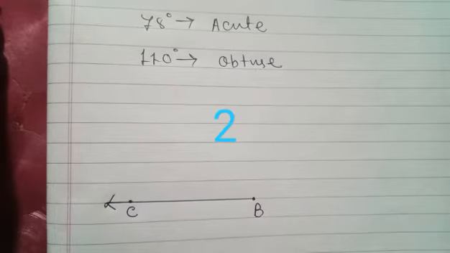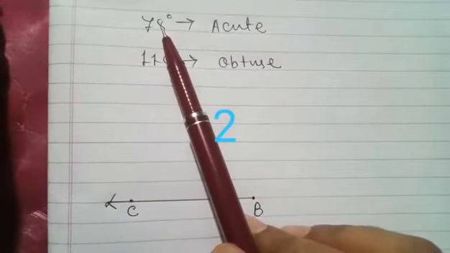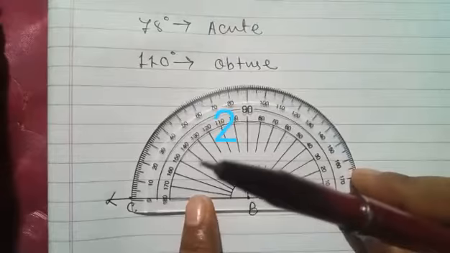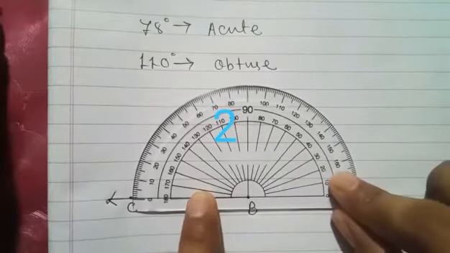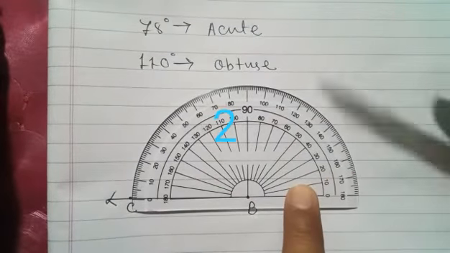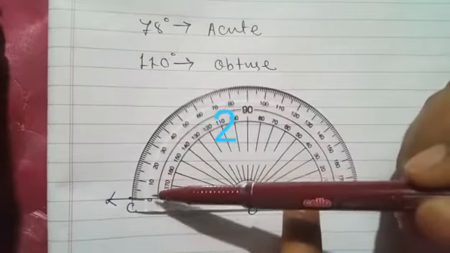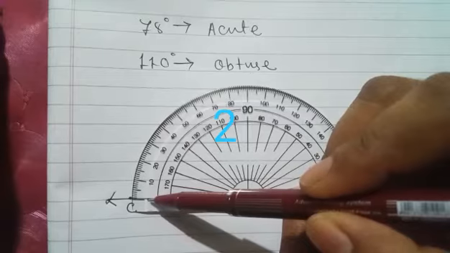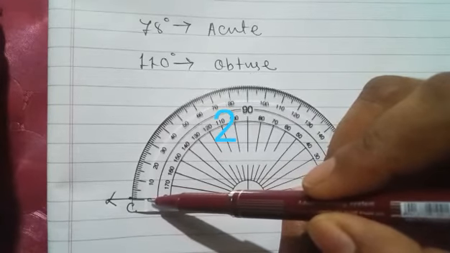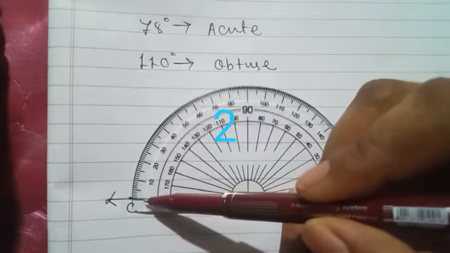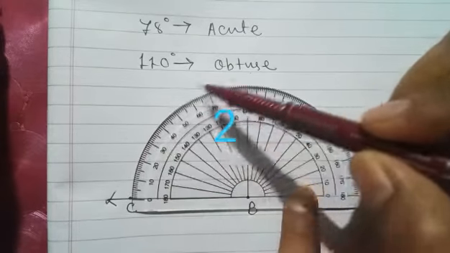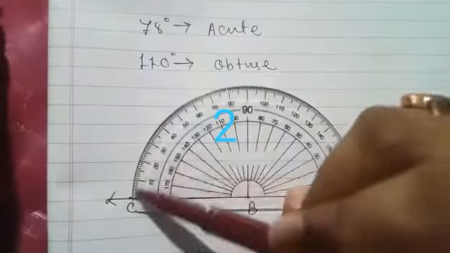Okay, so now to draw 78 degree, which is an acute angle, you put this point at B. Okay, after putting it, since we are considering the upper scale, because here the very first division 0 degree is started from here, so we have to move in clockwise direction.